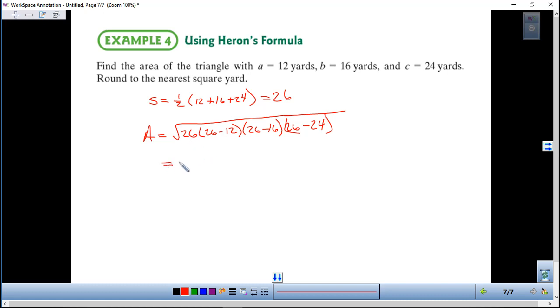Alright, so we got the square root of 26 times 26 minus 12 is going to be 14, times 26 minus 16 is going to be 10, times 26 minus 24, which is going to be 2. So we got 20 times 14 times 26. Right? So that's going to give us the square root of 7,280.